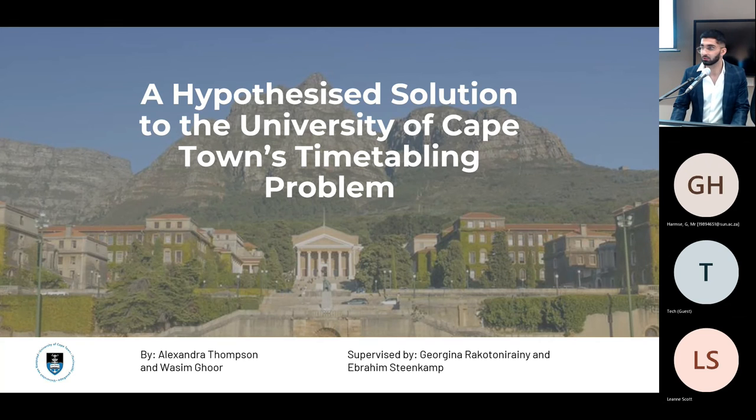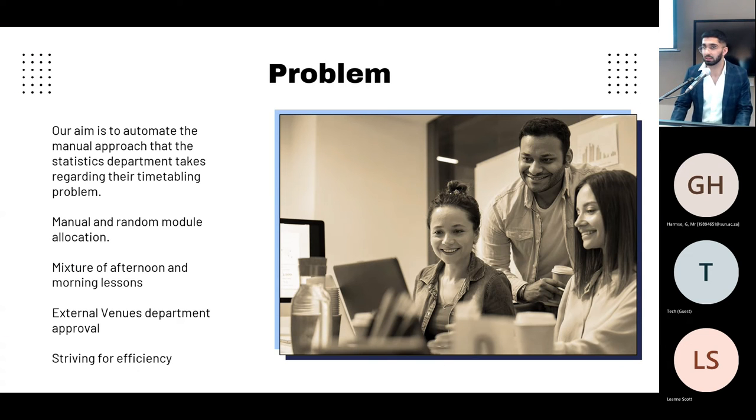With that being said, I'd like to introduce the topic that Alex and I have both been lucky to be assigned to, and that's that we were tasked with solving the timetabling problem that the stats department at UCT was having. Now, this problem might not be large, but it is a problem nonetheless. And as statisticians, we're always trained to think in terms of optimization and efficiency. So how could we sit back and watch our stats department do something that wasn't optimal? Now, the stats department takes a very manual approach with regards to course timetabling and venue allocations.